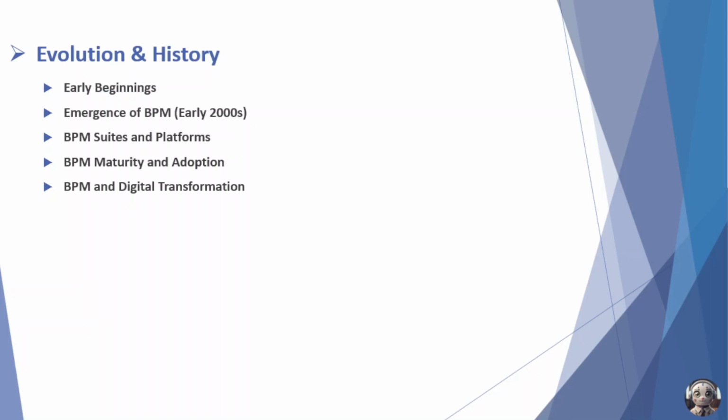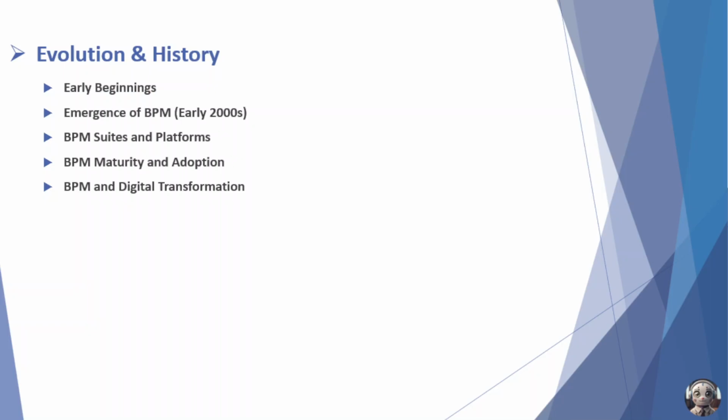Let's delve into the early beginnings of BPM. In the 1980s and 1990s, we saw the emergence of process improvement methodologies such as Lean and Six Sigma. During this time, there was a focus on streamlining and optimizing business processes. Additionally, workflow management systems and enterprise application integration started gaining traction, laying the foundation for BPM as we know it today.